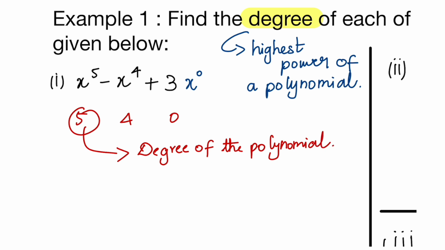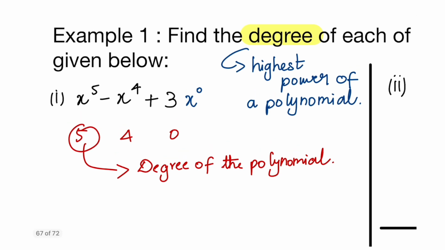Okay, I hope it's clear. It's not very difficult. This is no rocket science. You first have to know what is a degree. So degree of a polynomial is basically the highest power of a polynomial, and in this case the highest power of this polynomial is 5, and that is going to be the degree of this polynomial.